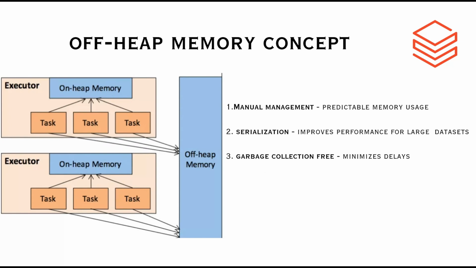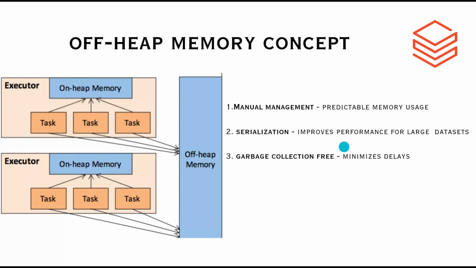The first one is reduced garbage collection pressure. By bypassing garbage collection, off-heap memory minimizes the delays caused by memory management. Then the next one is efficiency for large datasets, because it improves the performance when processing large volumes of data by avoiding memory spills and JVM limitations. And the next one is predictable behavior. Since off-heap memory is managed outside the JVM, it offers more predictable memory usage, especially in memory-intensive workloads.